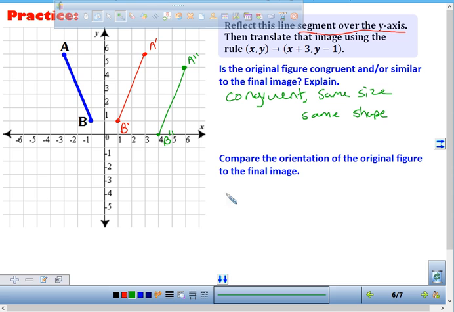Okay, very good. So the orientation changes from the original. I'm going to say due to the reflection. That way I'm showing I know what caused it to change the orientation. Okay? The reflection caused it. The translation wouldn't have changed it. Okay? Questions on that page?